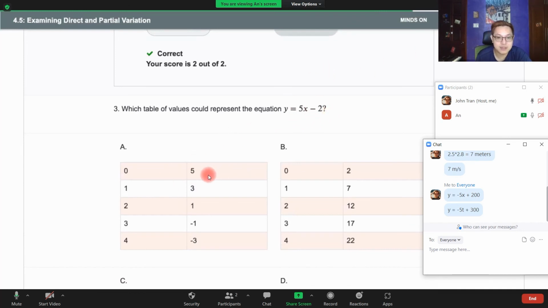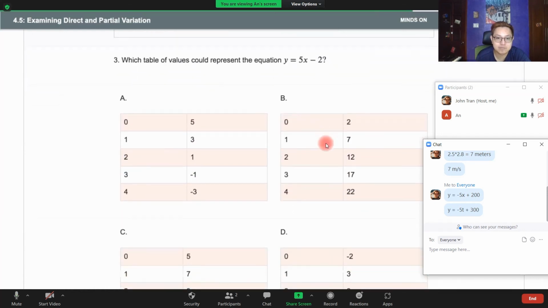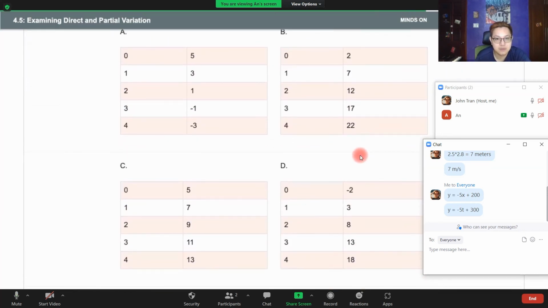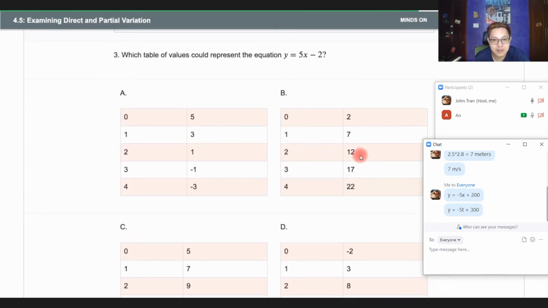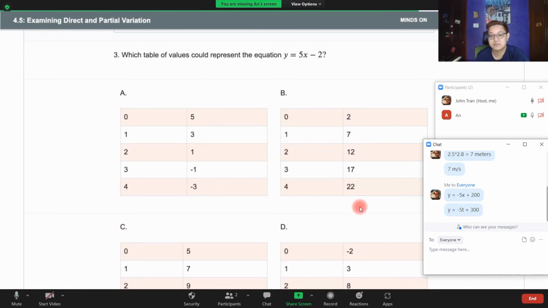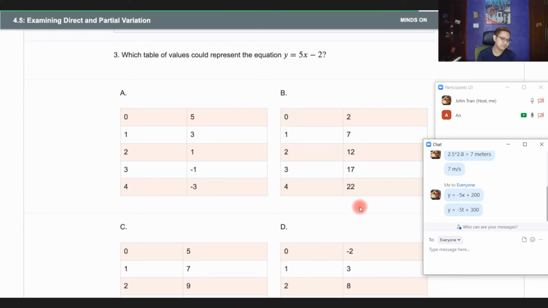Going up. But you can see the values like 5, 3, 1, -1, -3. It's going down, isn't it? So it's not A. I'm sure it's not A. And if you put these values into the equation, you can see that it doesn't match. Just plug it in. So you are left with three cases: B, C, and D. So 5 times 1 minus 2.